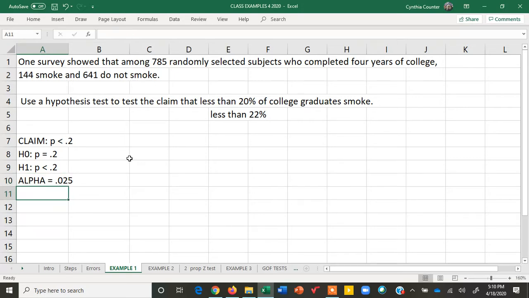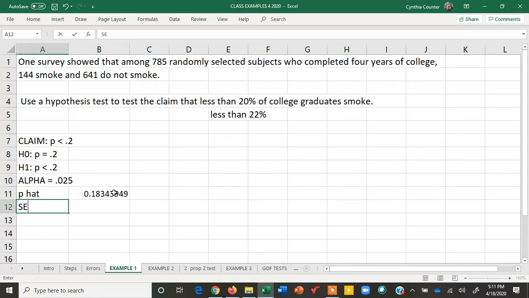Our sample statistic is p hat. And so that is our sample size of 785, a number of successes, which are the number who smoke, of 144 divided by a sample size of 785.